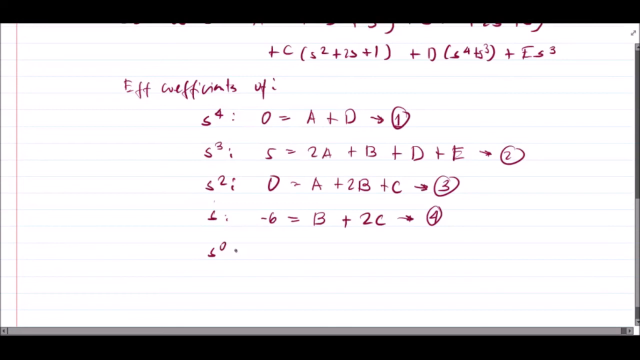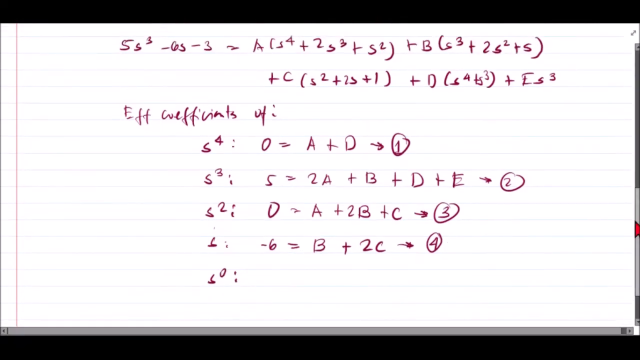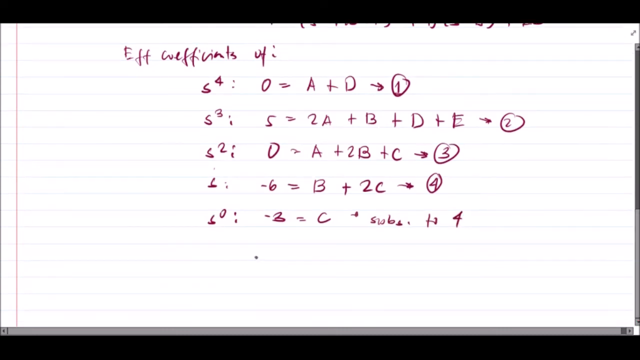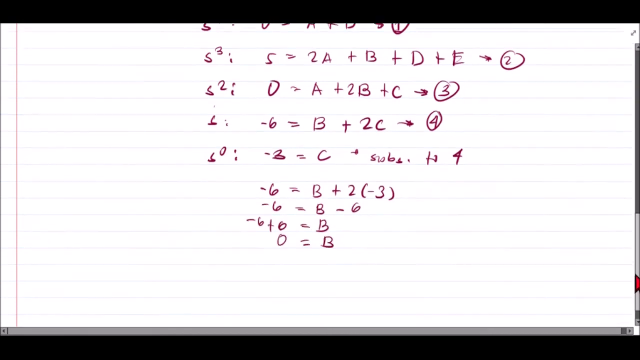So s to the 0, that will be equal to negative 3 on this side of the equation. Then we have for this one c, so our c is equal to negative 3. Okay, so if we are going to substitute this to equation 4, we could now solve for our b. So that would be negative 6 is equal to b plus 2 times negative 3, no? So negative 6 is equal to b minus 6. Then it will be transposed to the other side of the equation. We have negative 6 plus 6, that will be b. So b is equal to 0, no?